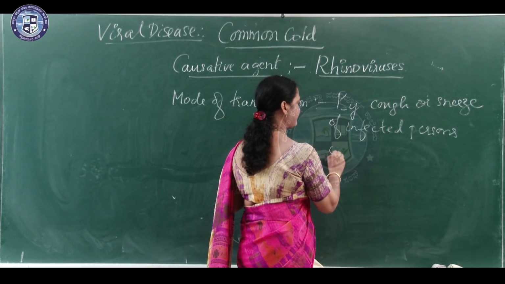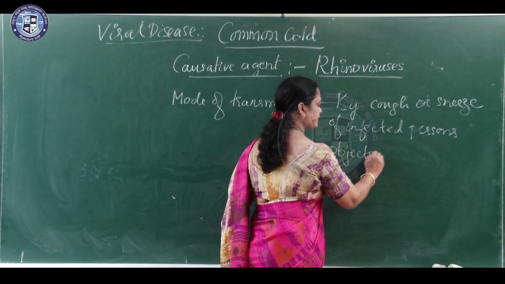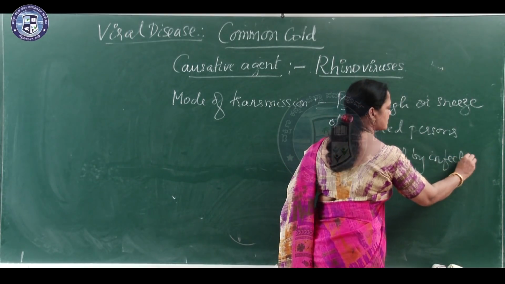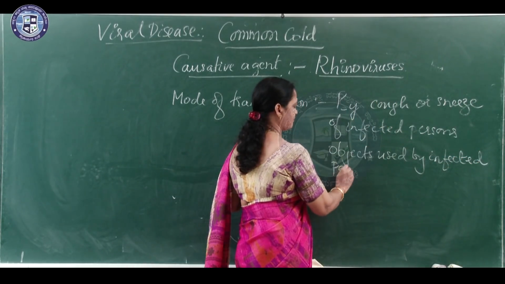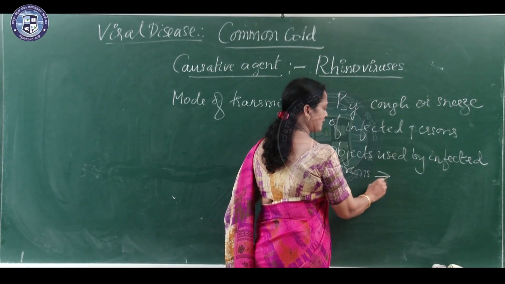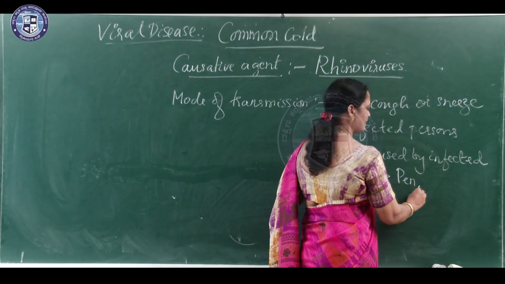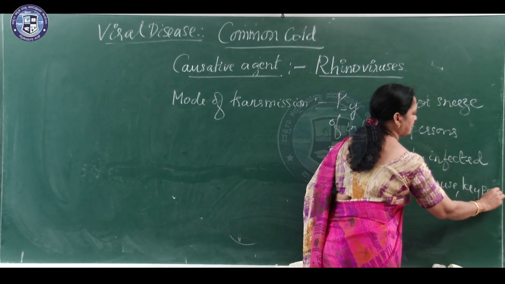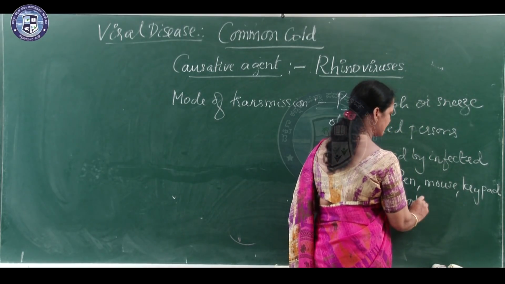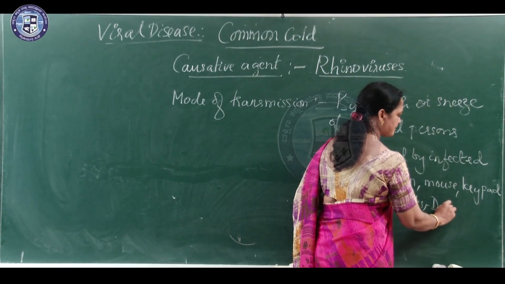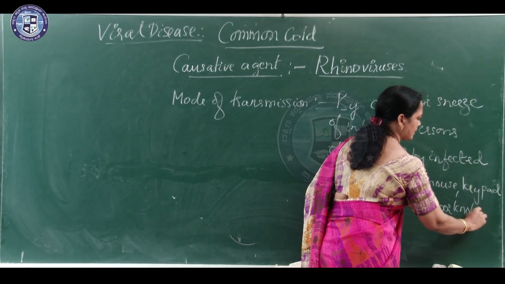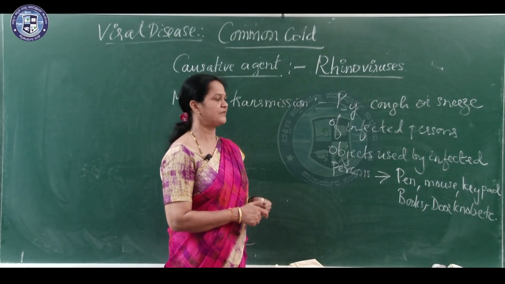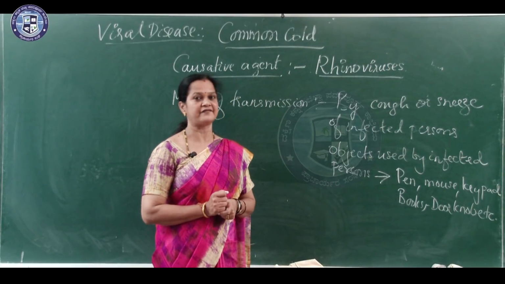Other than that, objects used by infected persons. It can be pen, mouse, keypad, books, doorknobs, etc. By all these, the virus may enter our body. From infected persons, we may get the infection.